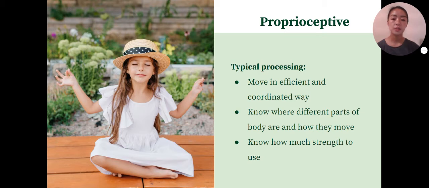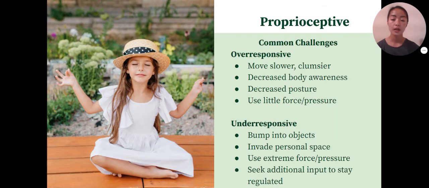When the proprioceptive system is functioning properly, we move in an efficient and coordinated way. We know where different parts of our body are and how they move. We also know how much strength to use. Over-responsive kids can appear to move slower and clumsier. They may seem like they have decreased body awareness and posture. They may use little force or pressure when completing activities like writing. Under-responsive kids can appear to often bump into objects. They may seem often in other people's personal spaces. They might use a lot of force or pressure when completing activities, and they might seek additional prop input to stay regulated.